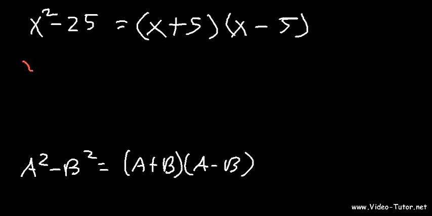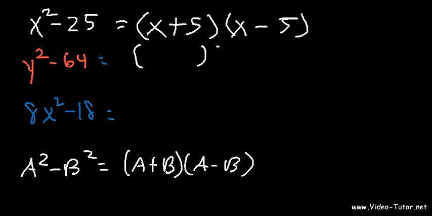So using that, go ahead and factor y squared minus 64 and 8x squared minus 18. Feel free to pause the video as you try these examples. So the square root of y squared is just y, and the square root of 64 is 8, and it's going to be plus and minus.